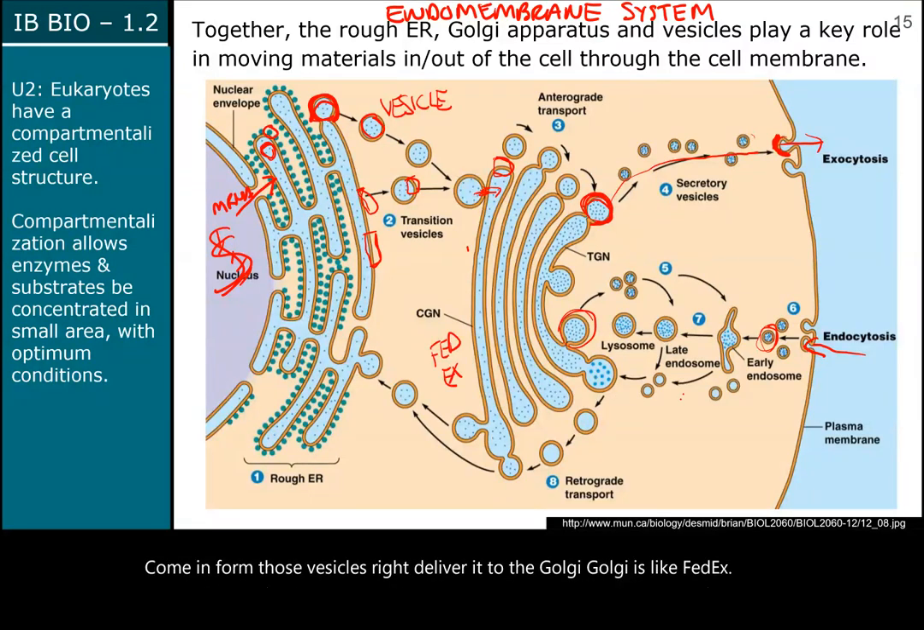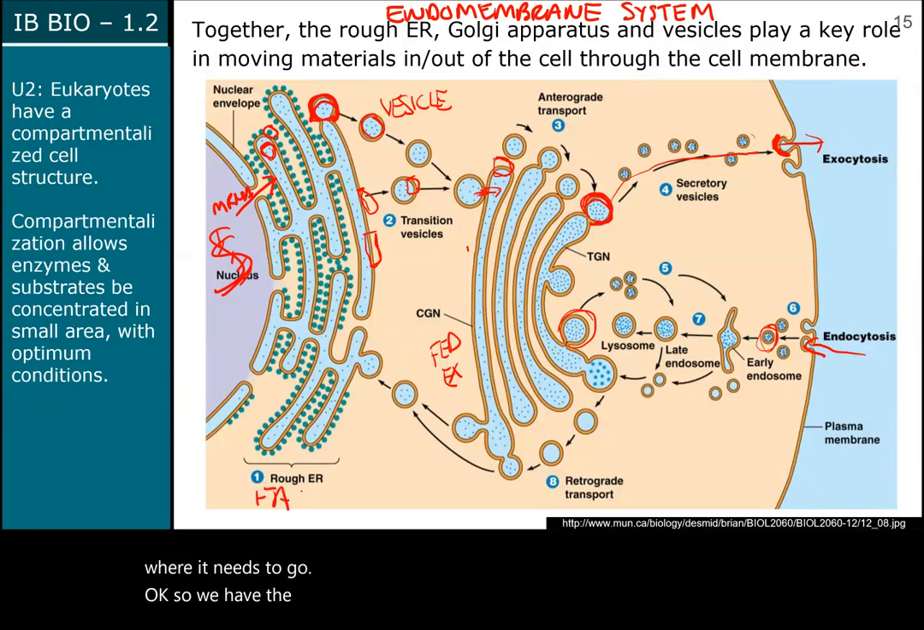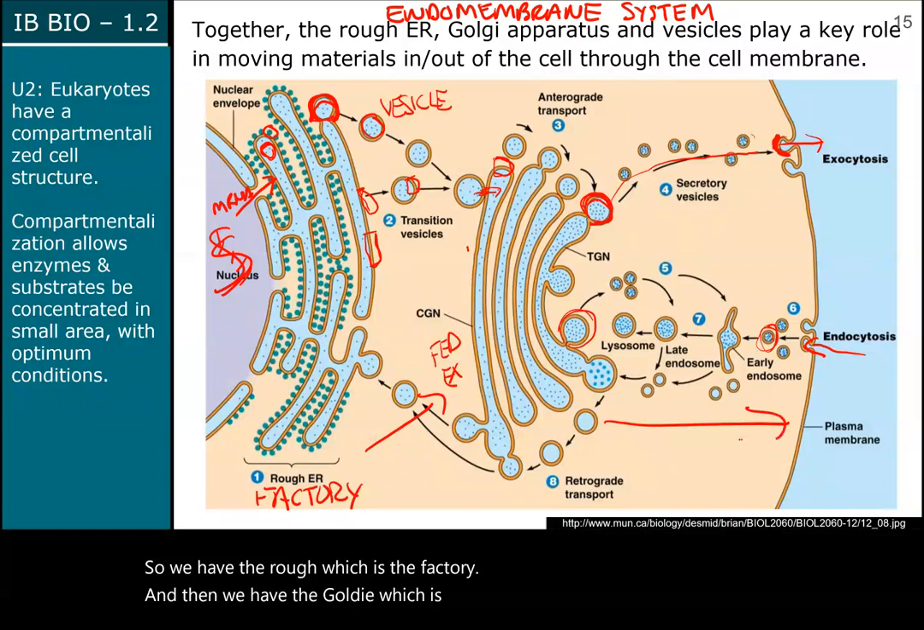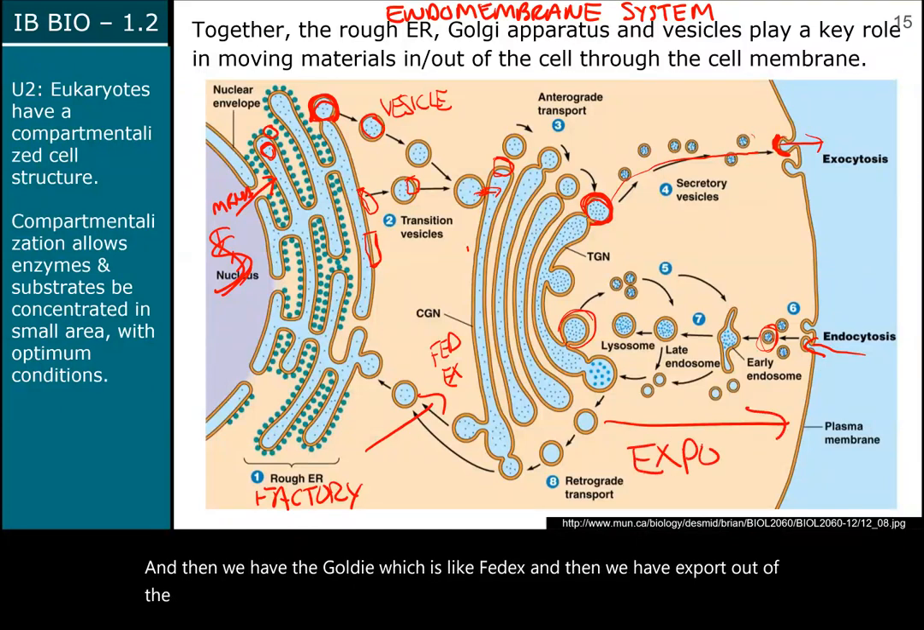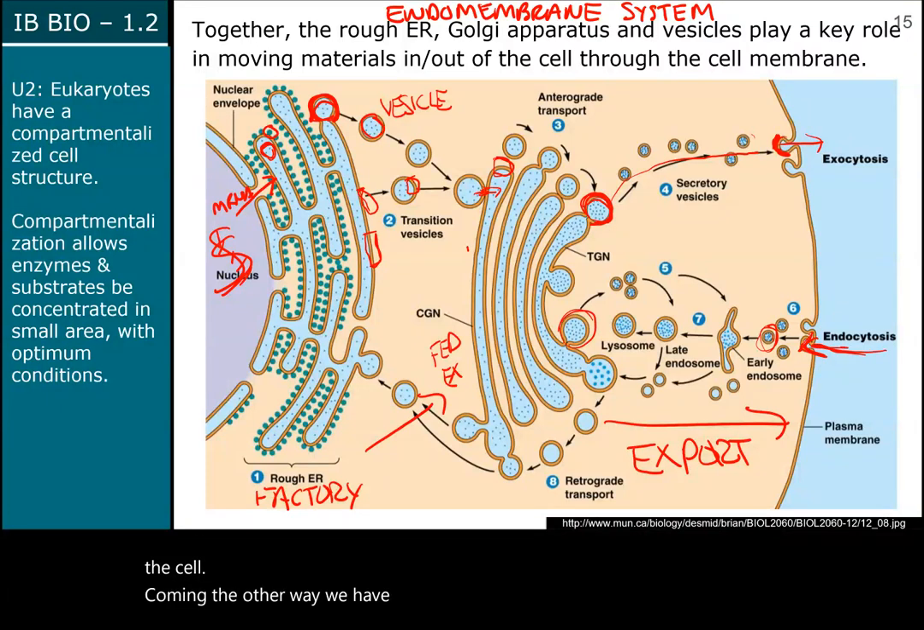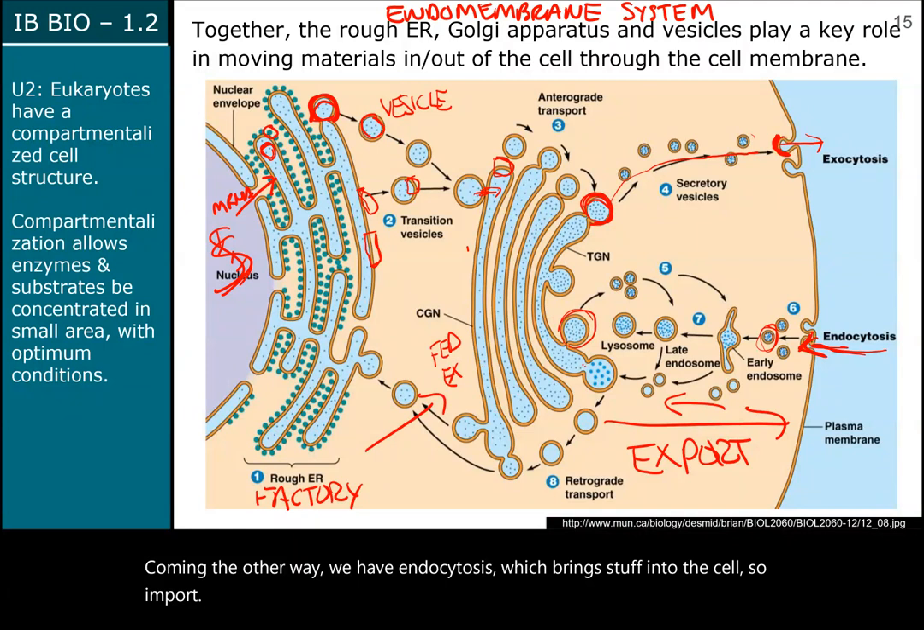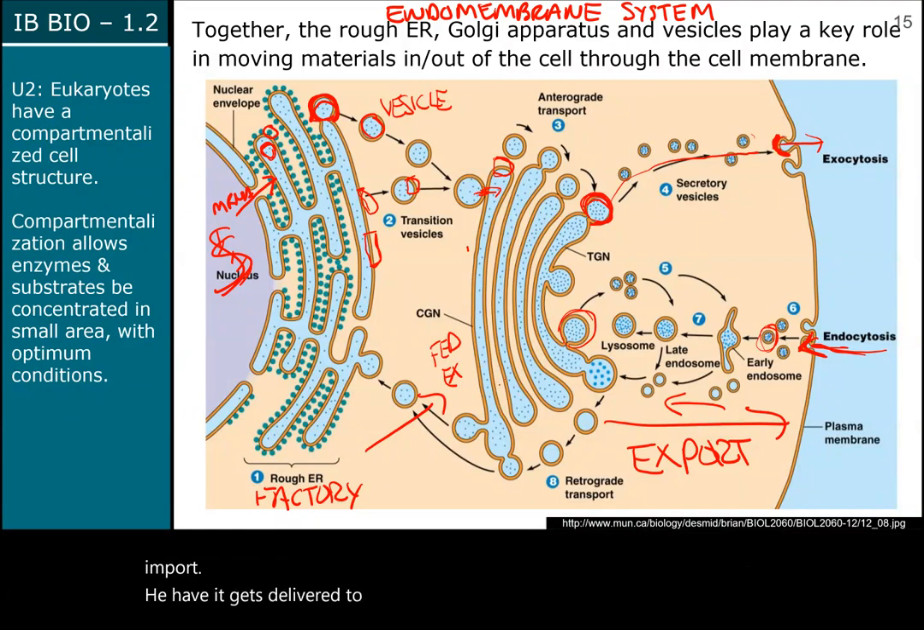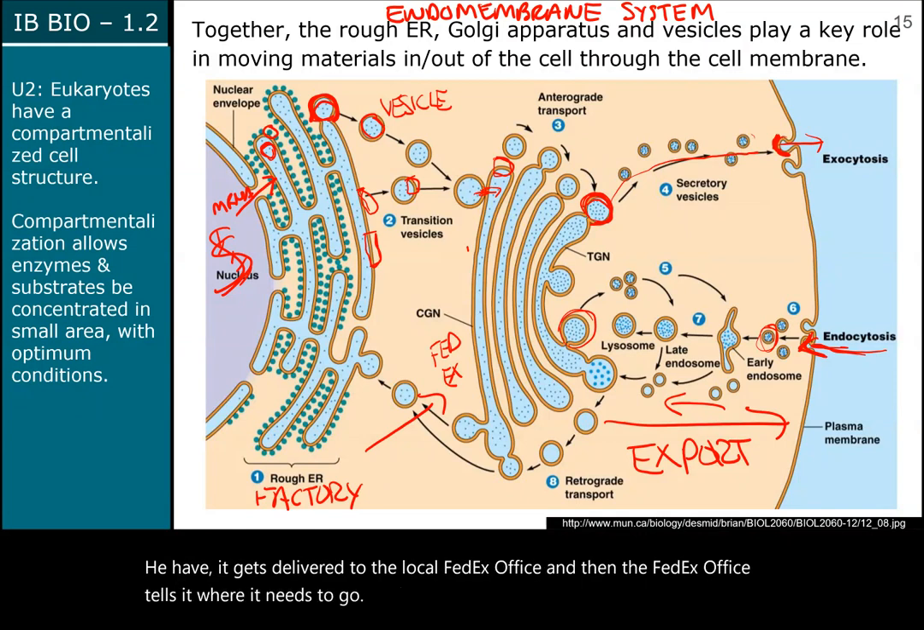It's going to figure out whatever is being brought in and it's going to send it where it needs to go. Okay, so we have the rough ER, which is like the factory. And then we have the Golgi, which is like FedEx. And then we have export out of the cell. Coming the other way, we have endocytosis, which brings stuff into the cell, so import. It gets delivered to the local FedEx office, and then the FedEx office tells it where it needs to go. That is the endomembrane system.